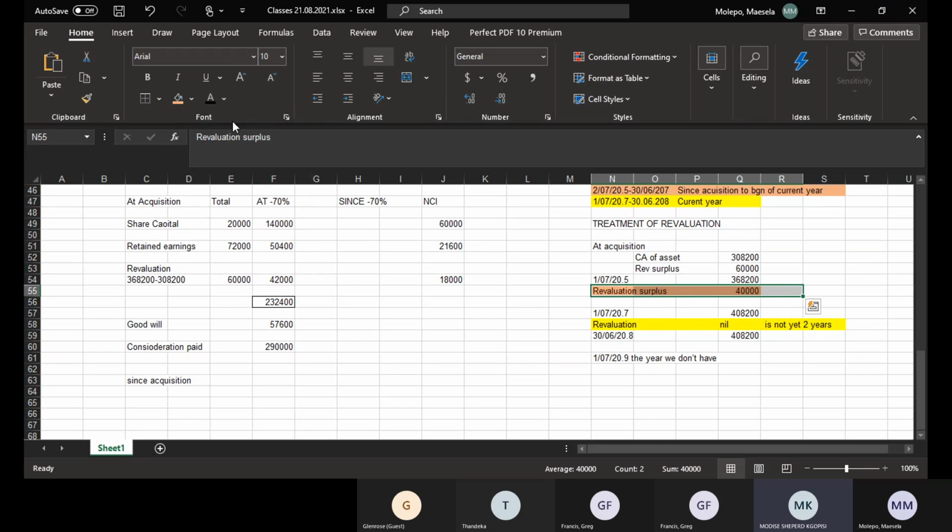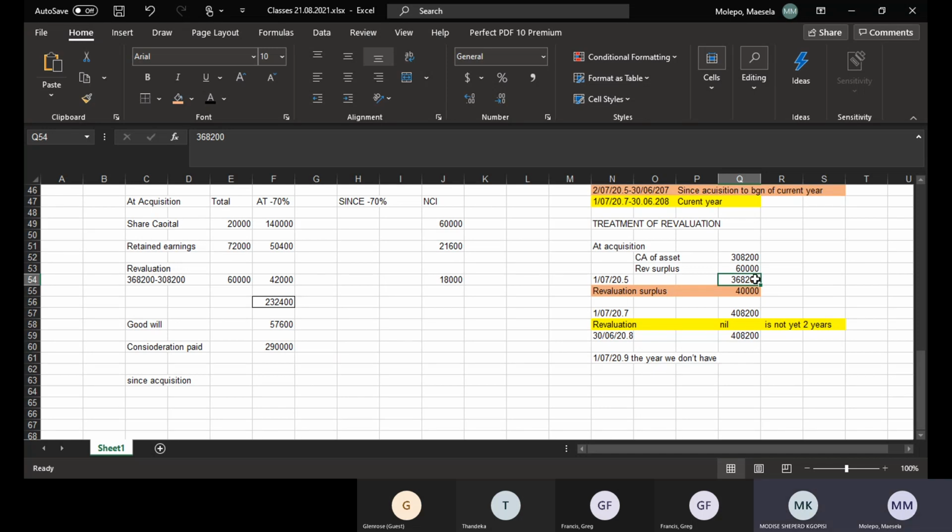Sorry, where do we get the 40,000? Yes, I will show you now. So the 40,000, the one for the revaluation, comes as a result of the carrying amount of 308, right? And then we made a revaluation on 1 July 2005, which is sitting on 368,200. Are you fine there?